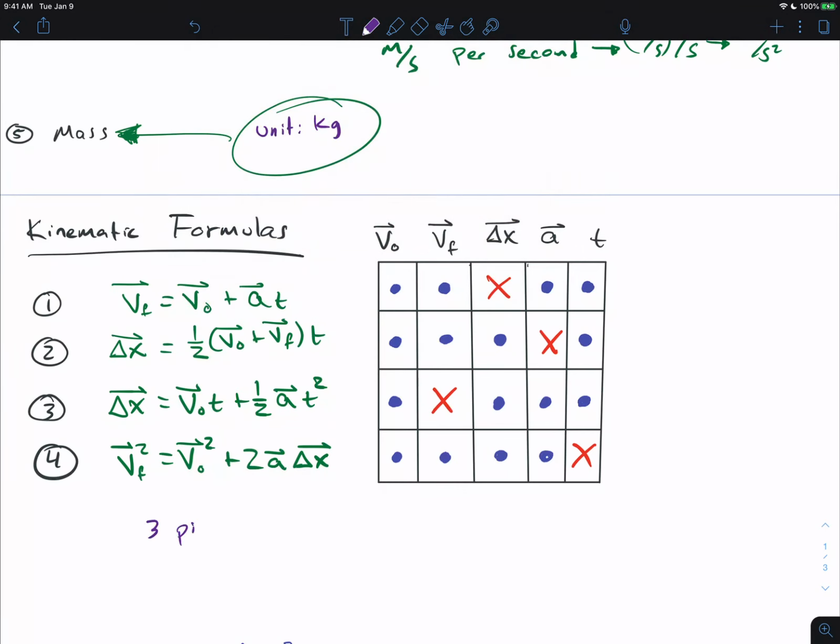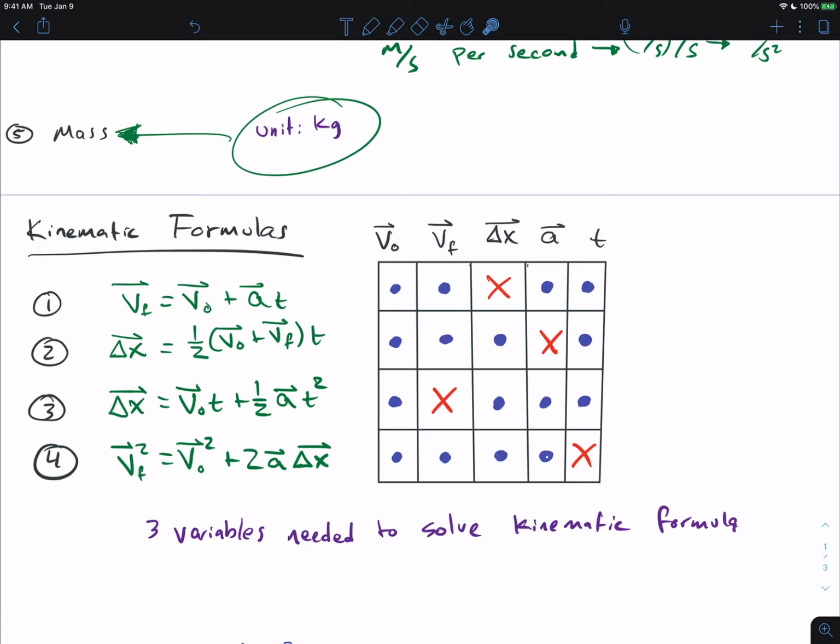3. Now I'm gonna put pieces. What I'm gonna put is variables. 3 variables needed to solve a kinematic formula. But here, the interesting thing is pretty much any 3 pieces of information will let me use one of these formulas, right? So they all have initial velocity, that's fine.